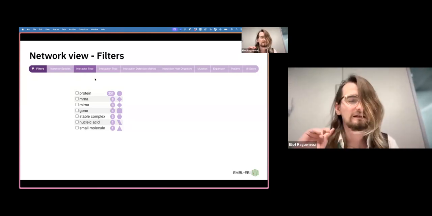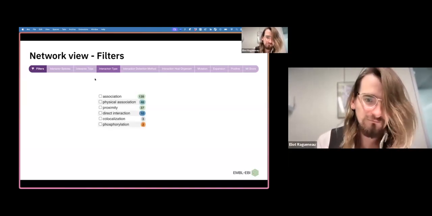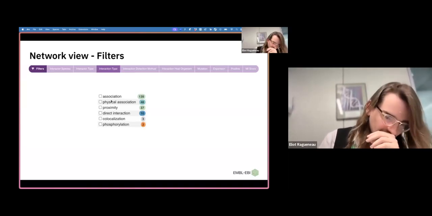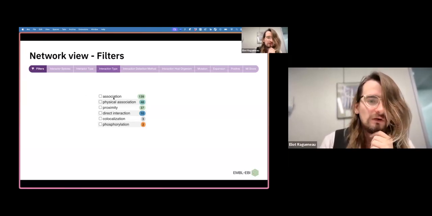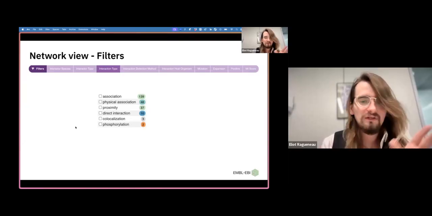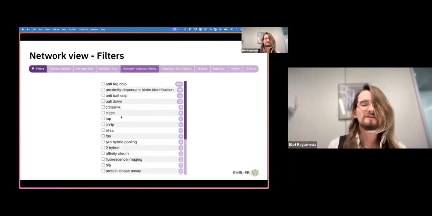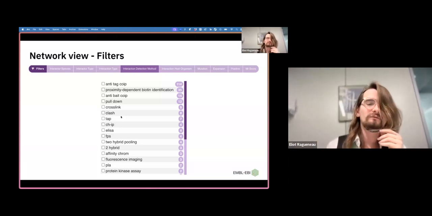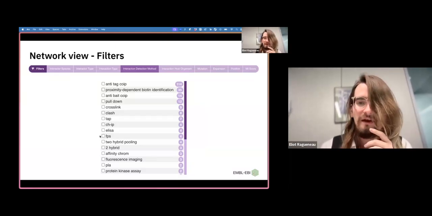Okay, now then you have the interactor type, so you can focus on different molecule types: protein, mRNA, gene, stable complexes, nucleic acids, small molecules, and some more as well. You also have different interaction types, which you can filter by. As I said, you can only include, if you want, for instance, the strong interactions, or you can choose to only look at colocalization if you want to. In terms of detection methods, there's quite a big diversity actually, but all of them will be referenced here, and you can choose if you want to exclude or include any of them over there.